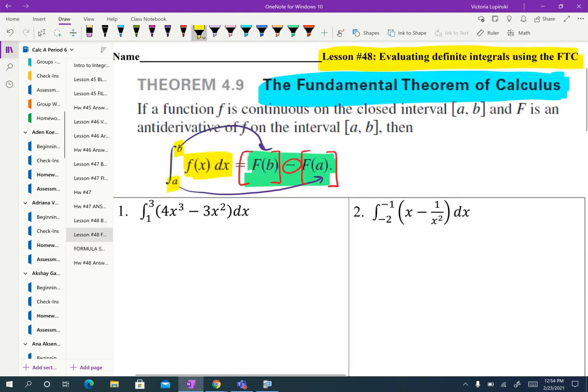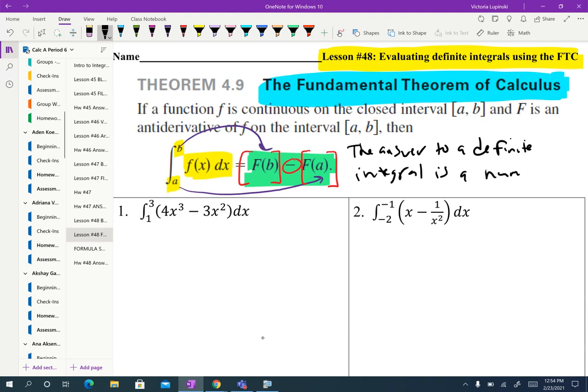As we go back to the notes here for a second, something I want to point out: the answer to a definite integral is a number. So again, a definite integral means you have to start somewhere and end somewhere. We're going to say start at a and end at b. And the answer to a definite integral is always a number.